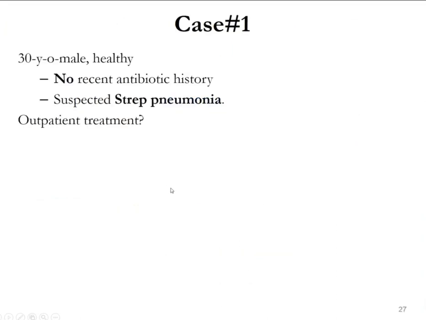Okay. First one, I'm going to give you 10 different patients in the next 1 hour. Don't worry about the age. You have an adult healthy patient. There is no recent antibiotic history. Suspected strep pneumonia. You're going to give outpatient amoxicillin. This is based on the recent recommendation.